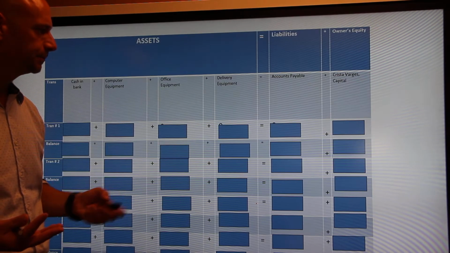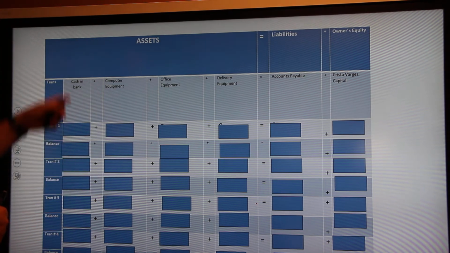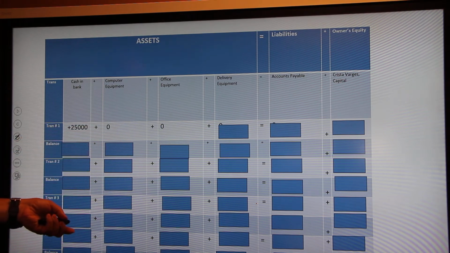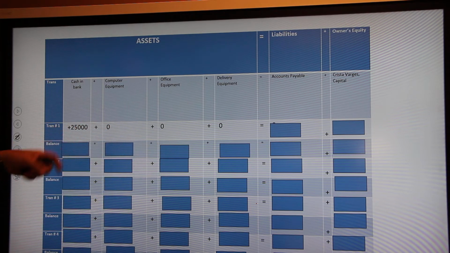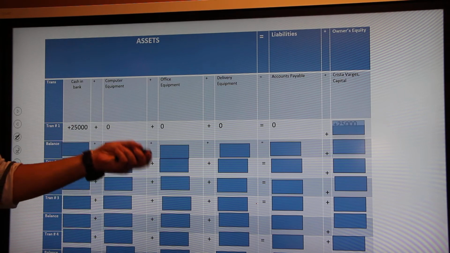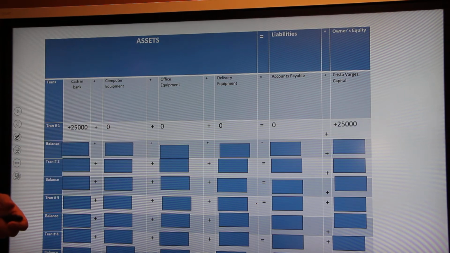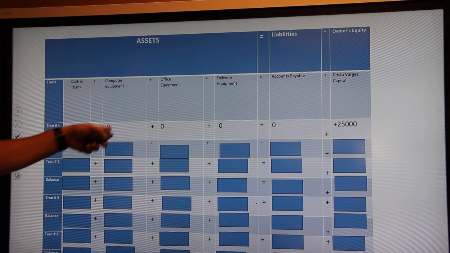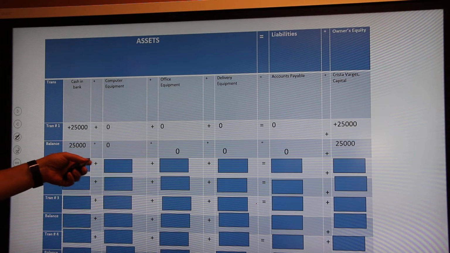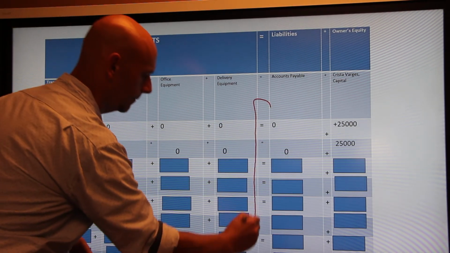That's the first transaction. This is what it looks like in a chart. See, we have our cash and bank account. We increased it $25,000. These other accounts didn't get affected. So computer equipment, zero. Office equipment, zero. Delivery equipment, zero. Those assets didn't increase, only cash. Accounts payable, remember, that's what shows how much we owe. That's not affected. But our capital account, which shows the owner's claim to the assets, absolutely, it went up $25,000. Okay? We just run down the balances: 25, 0, 0, 0, 0, 25. Now on both sides of the equation, remember, here's the equal sign, right?